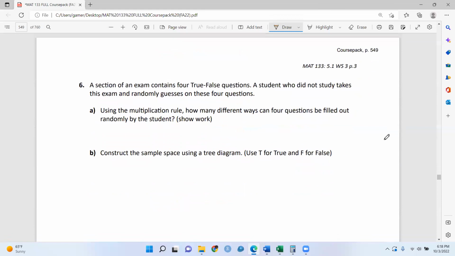Okay. How'd you all do with this one? Use the multiplication rule. How many ways can 4 questions be filled out randomly by the student?